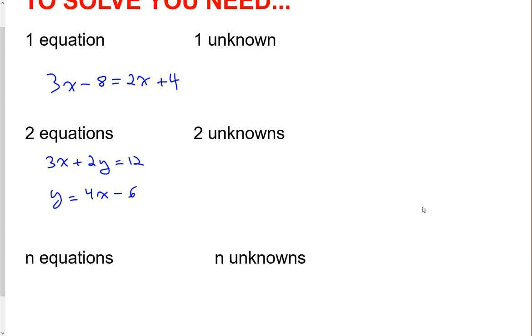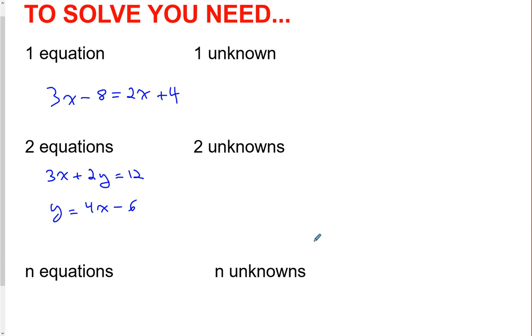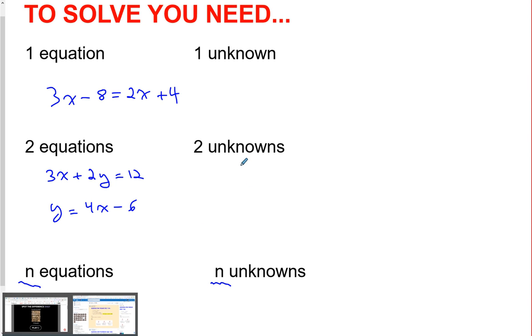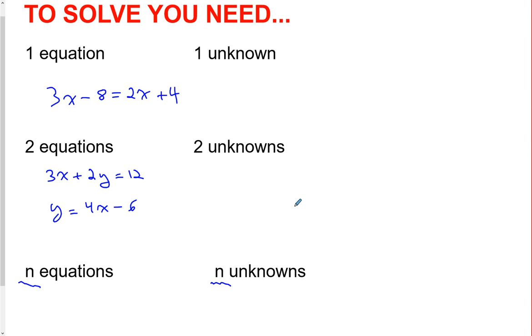Well, that means it's also true for n, right? N could be any number. And this is a notation, meaning you start at 1 and you keep going up. If I have any number of unknowns, say 12 unknowns, that would mean I would need 12 equations in order to solve for those 12 unknowns. If I had 100 unknowns, I would need 100 equations to solve for those 100 unknowns. So the numbers match, which kind of makes it easy to remember.